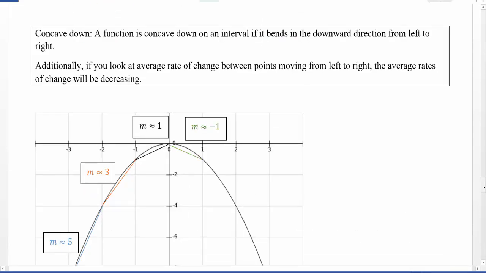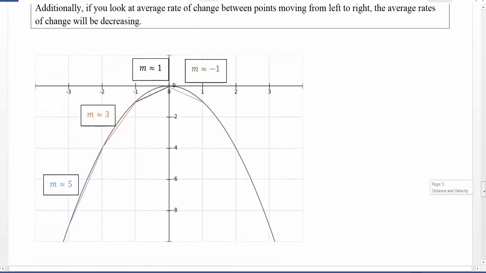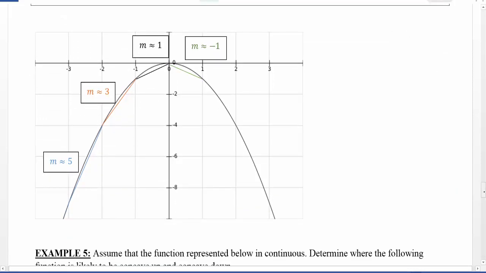So the counterpart to that is if a function is concave down. A function is concave down on an interval if it bends in the downward direction from left to right. Additionally, if you look at average rates of change between points moving from left to right, average rates of change of a concave down function are going to be decreasing. So consider the picture below. So this particular function is concave down.